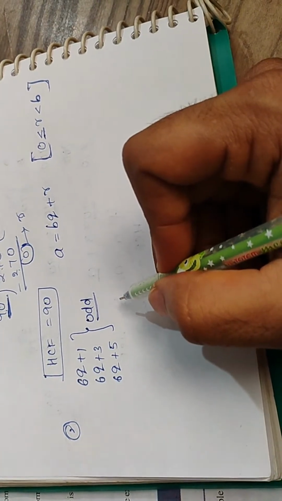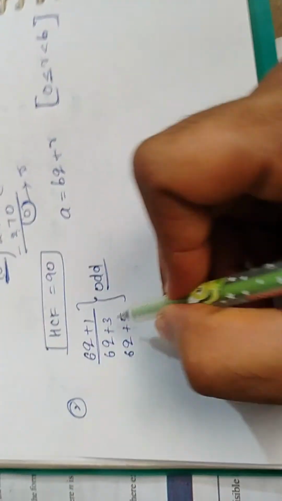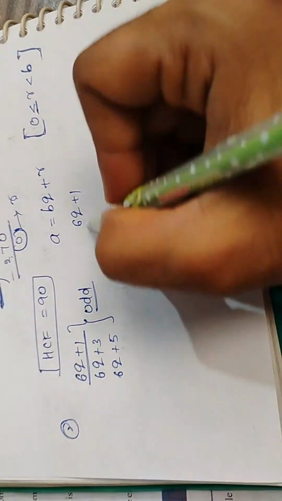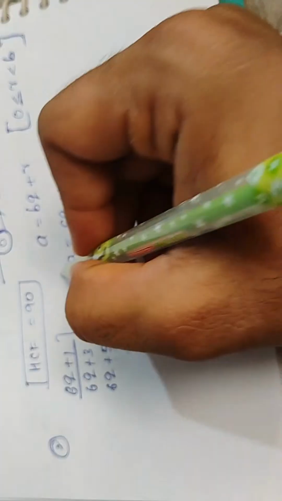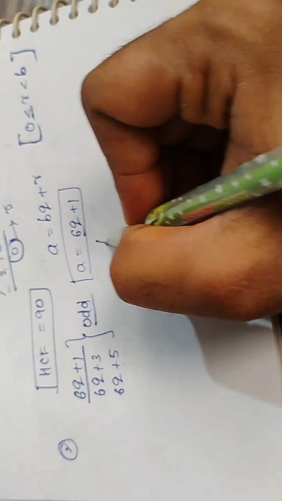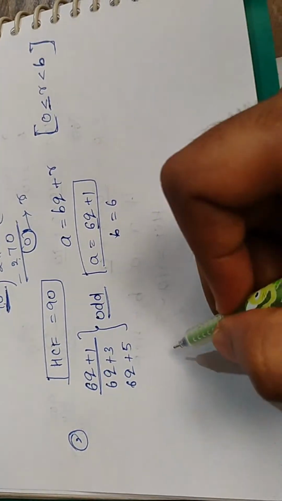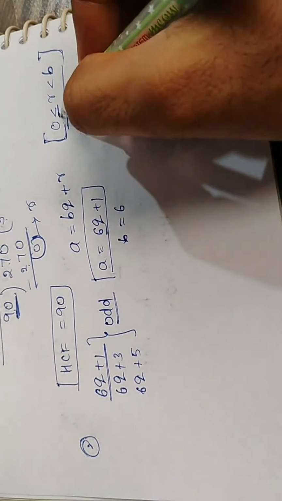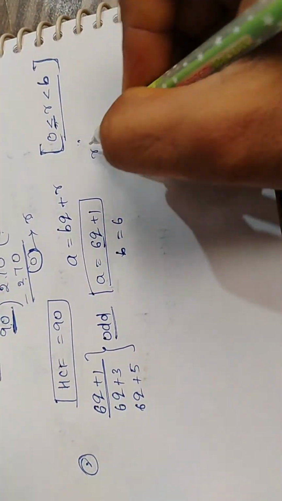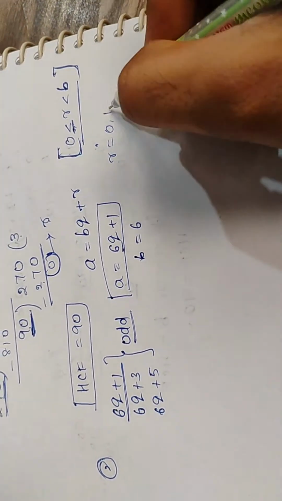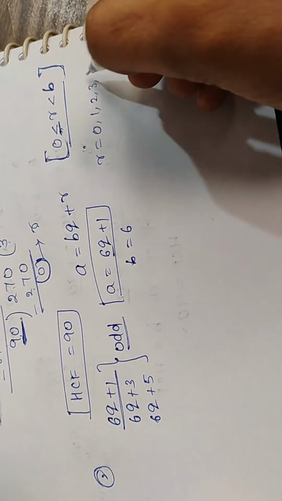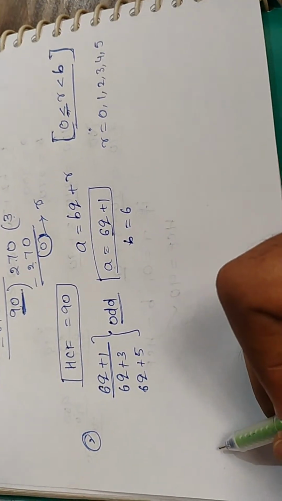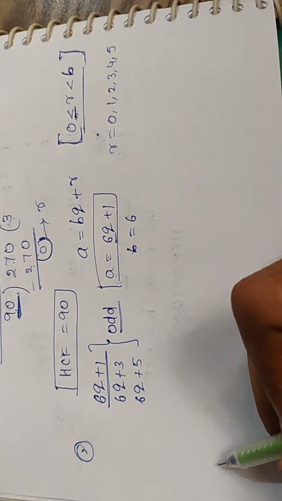Okay. If you take this format here, 6q plus r, a is equal to 6q plus r. What is the b value? b is equal to 6. As per the condition, how many possibilities are there? r is equal to 0, 1, 2, 3, 4, and 5. Okay, these are the possibilities.